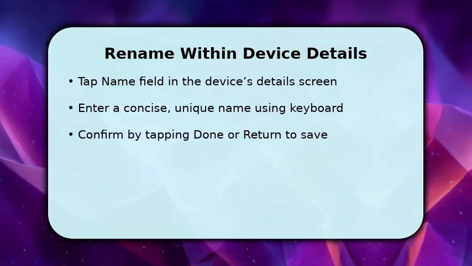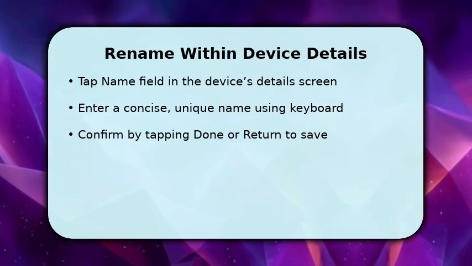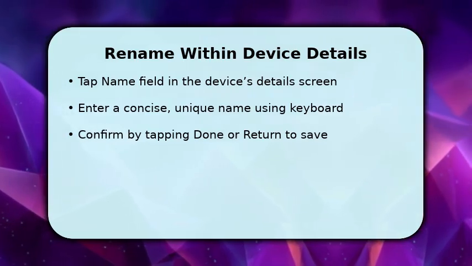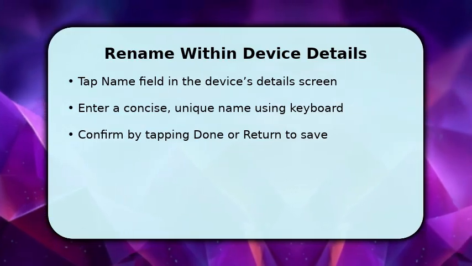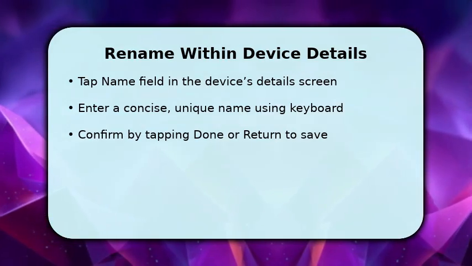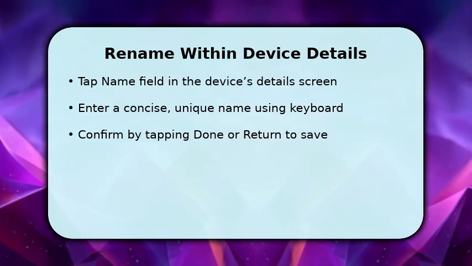Once you've typed the new label, press Done or Return to commit the change. The phone updates its local record and broadcasts the new name when the device reconnects. If you want consistency, repeat for multiple devices the same way.